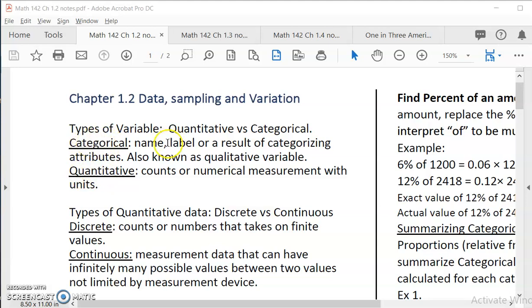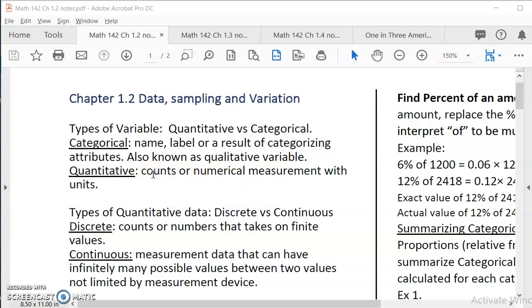Categorical data usually are names or labels as a result of categorizing the attributes. Sometimes we call it qualitative data. It's about quality, not a quantity. Quantitative data are usually numbers, counts, or measurement. So remember, categorical is names or categories. Quantitative are numbers, numerical measurements, or counts.